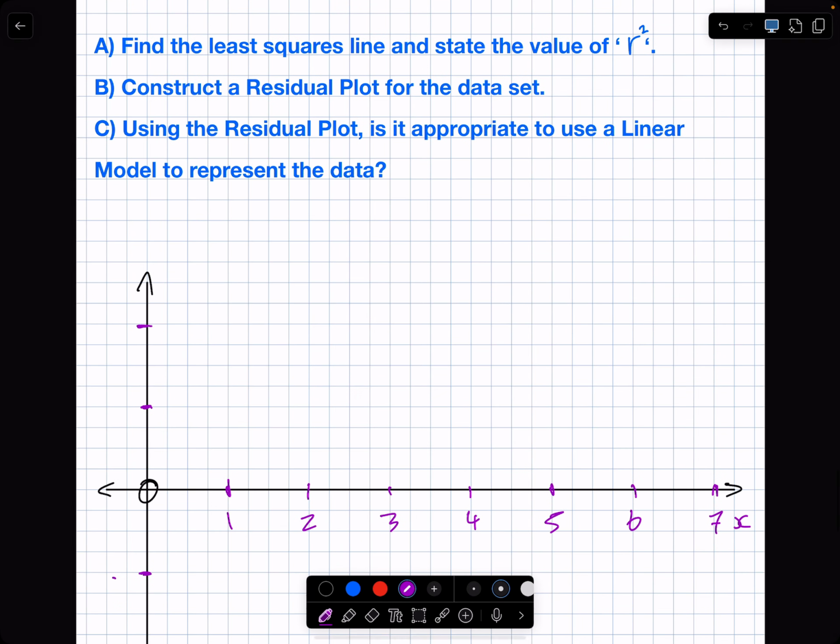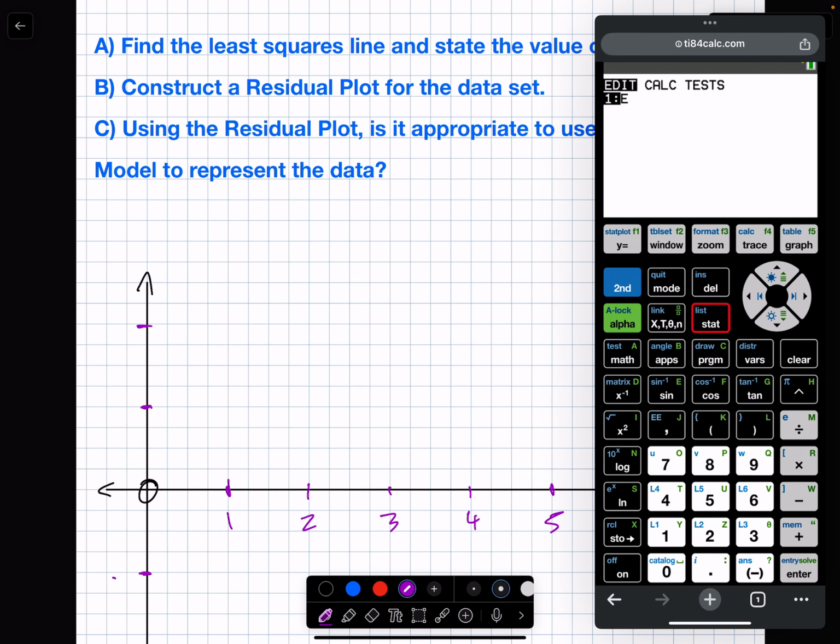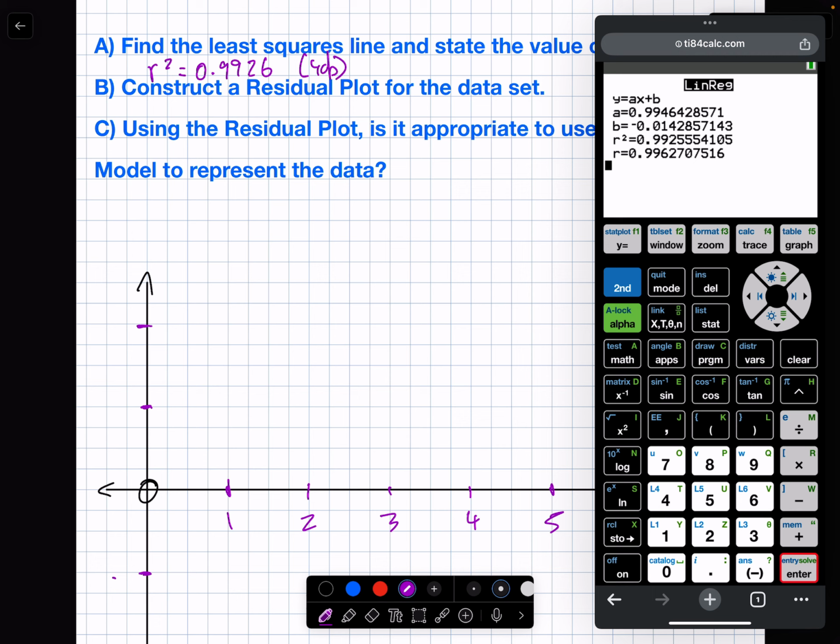Sorry, I didn't actually answer question A. Find the least squares line and tell me R squared. I didn't write that. R squared equals 0.9926 to 4 dp. Okay, let's continue finding that residual plot.